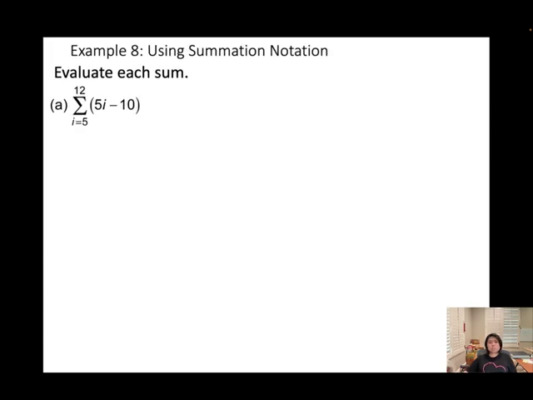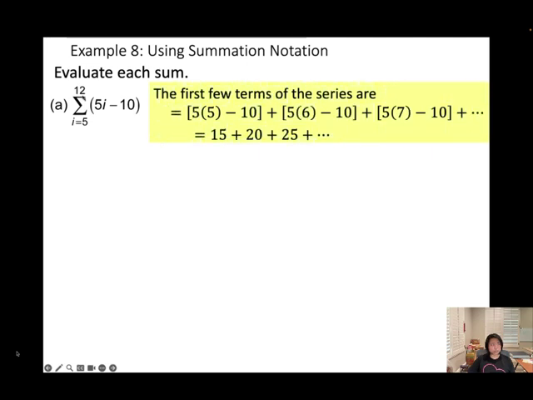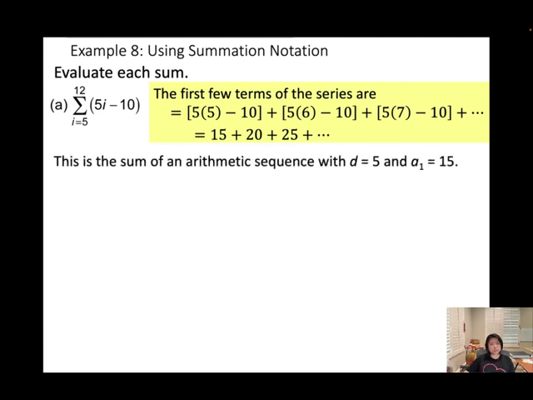Okay, evaluate each sum. So in here, we could plug in i equal to 5, i equal to 6, i equal to 7, until i equal to 12, and then add it all up. Okay, but think about it. This is the sum of an arithmetic sequence. We do have the difference D equal to 5, and then the A1 would be equal to 15.